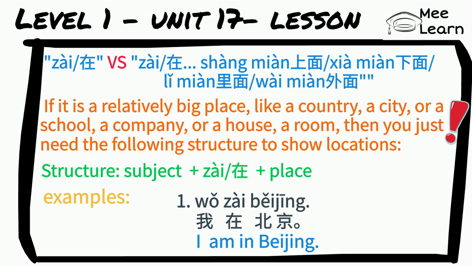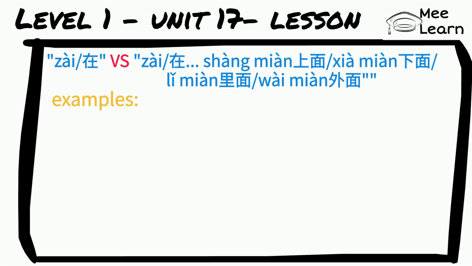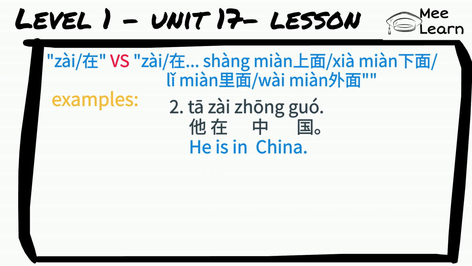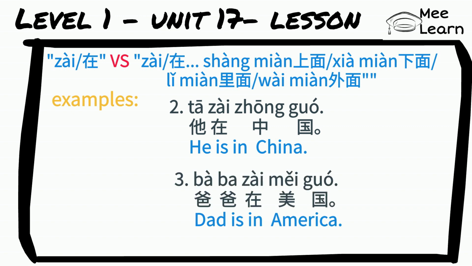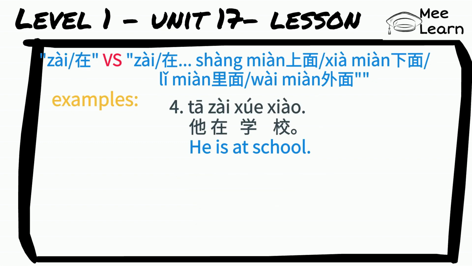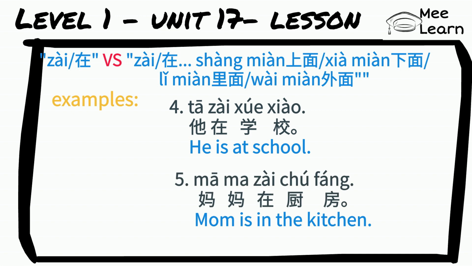For example, 我在北京 I'm in Beijing. More examples. 他在中国 He's in China. 爸爸在美国 Dad is in America. 他在学校 He's at school. 妈妈在厨房 Mom is in the kitchen.